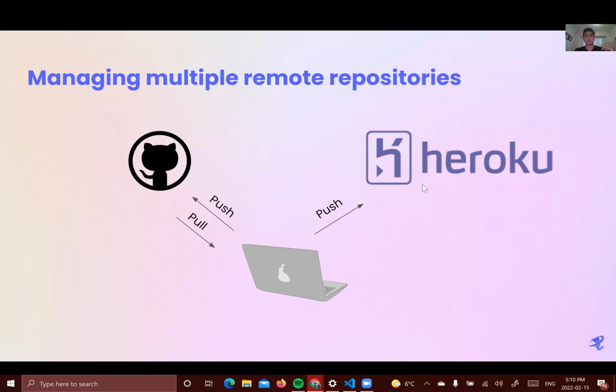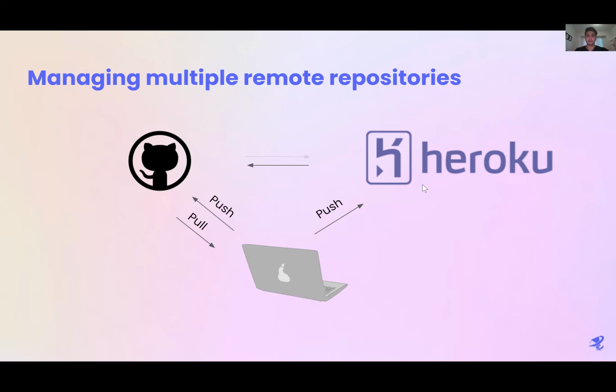Exactly. That is a good answer. So they do not talk to each other. Whatever we push over to GitHub is not going to be reflected on Heroku. So you have to make sure that you are committing and pushing changes to both remotes in order to see that reflected.